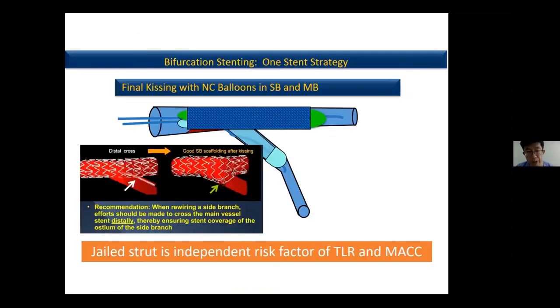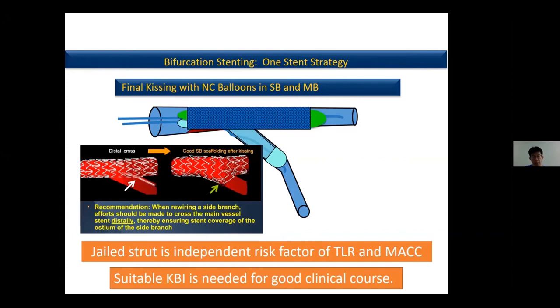So, bifurcation stage on the one stent strategy is finally kissing with an NC balloon inside the branch or main branch, because of good position and good scaffolding of the circumflex. And the J strut is an independent risk factor of TLR. And suitable KBI is needed for good clinical course.